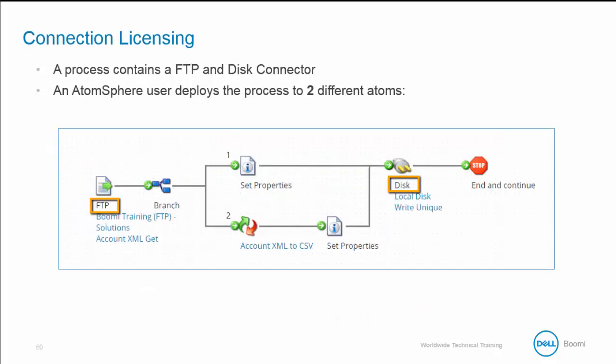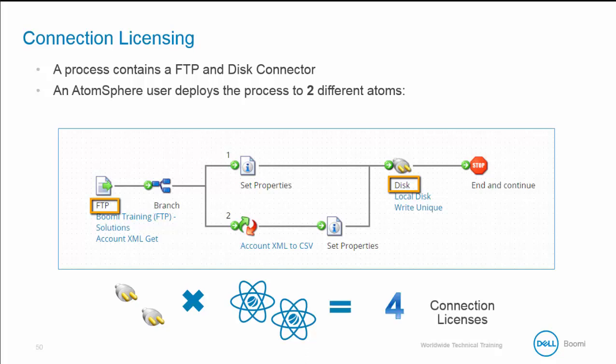So let's review a deployment scenario to show how to calculate connection licenses. A process has an FTP and a disk connector. An AtomSphere user decides to deploy the process to two different atoms, perhaps the Atom Cloud and a local atom for load balancing. This means there are two unique connections in the process, one for FTP and one for disk. Licenses are applied per unique deployed atom, in this case 2, meaning that the total integration was deployed on 2 Atom servers. So how many licenses would we use?